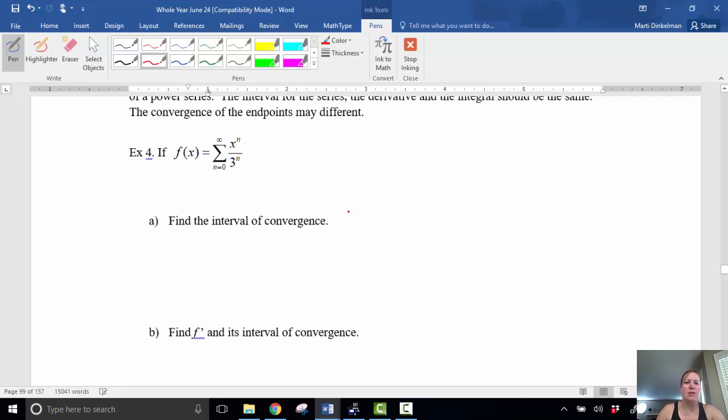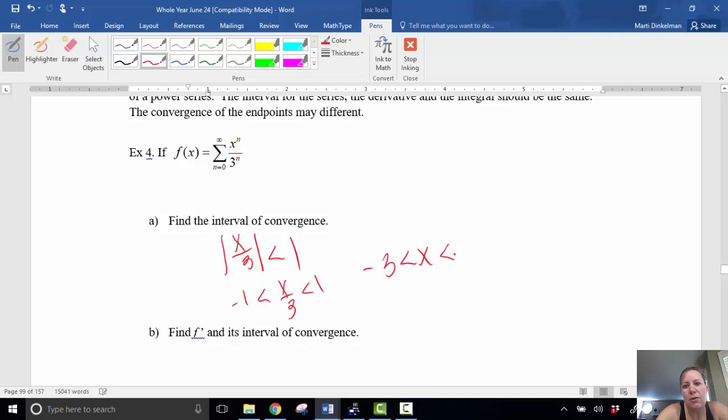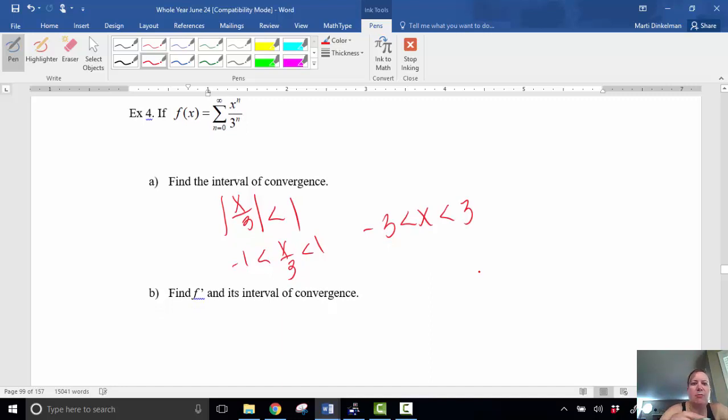So example 4 is not too terrible. It looks to me like it's going to be a geometric series. So I'm not going to do that thing where I test the endpoints. I'm just going to say that I need the absolute value of x over 3 to be less than 1 and not test the endpoints, because geometric, we know that's not going to be a problem. So my interval is going to be that. And now let's go ahead and find f prime.